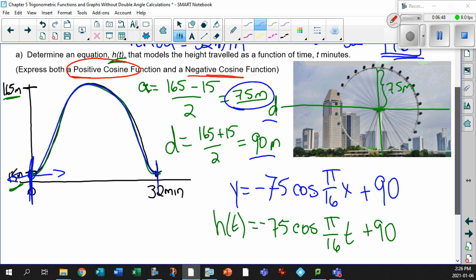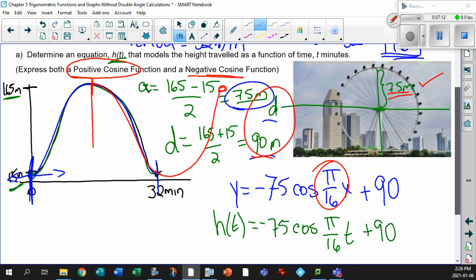Oh, man. But ask yourself a couple questions. Will this wheel at all change? No. It's still got an amplitude of 75. Its d is still 90. Its period is still pi over 16. All of those values are the same. The only thing that changes is the fact you want this to be a positive value, which means you're going from here to here now.